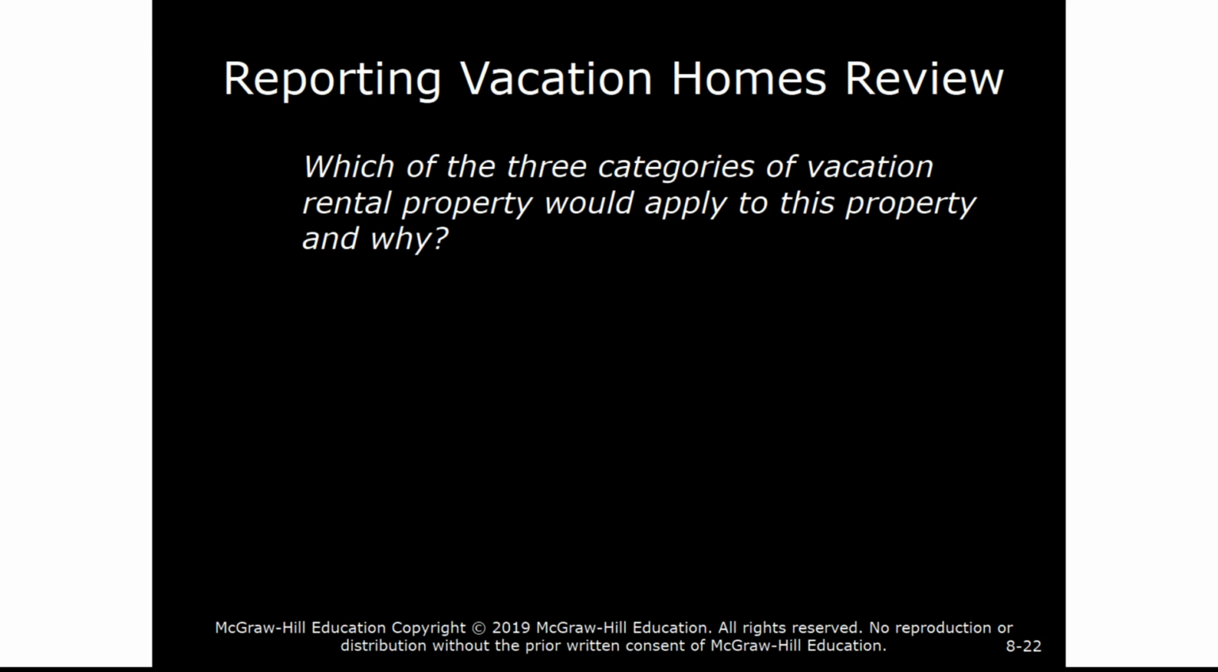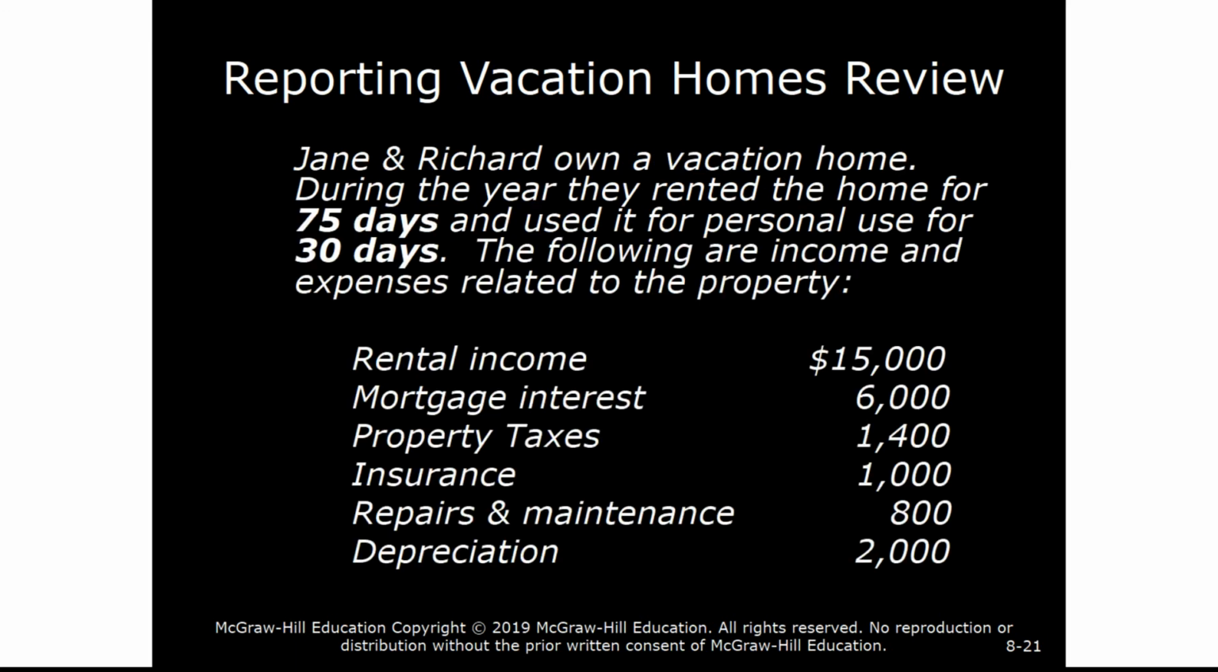Okay, so here we have another run through of these, an example where we have Jane and Richard. They own a vacation home during the year. They rent it for 75 days and use it for personal use for 30 days. So you can see again, 10% of 75 days is 7.5 days. The 30 days is more than 7.5 days, and of course it's certainly more than the 15 days. So this would qualify as a personal rental property.